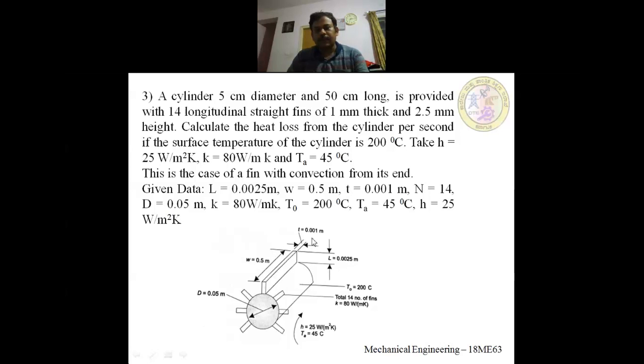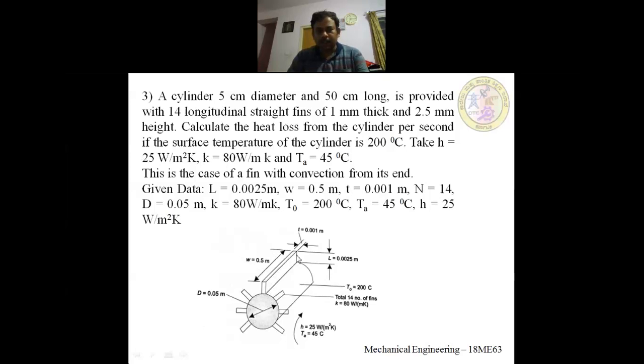So when they have given thickness and width, that means it's a rectangular cross section. The fin has a rectangular cross section, and the surface temperature of this cylinder they have given as 200 degrees Celsius, that is T naught. That becomes the base temperature. They have told 14 fins with thermal conductivity of the fin 80 watts per meter Kelvin, and the outside ambient conditions: h is 25 watt per meter square Kelvin, that is the heat transfer coefficient, and the ambient temperature is 45 degrees Celsius.